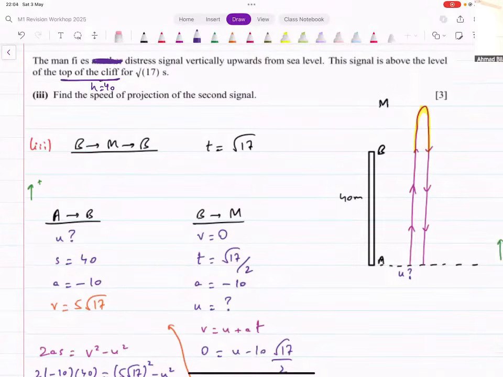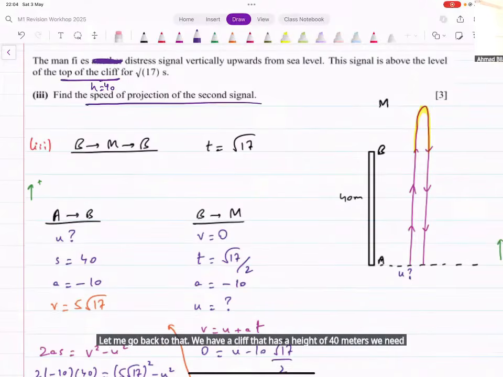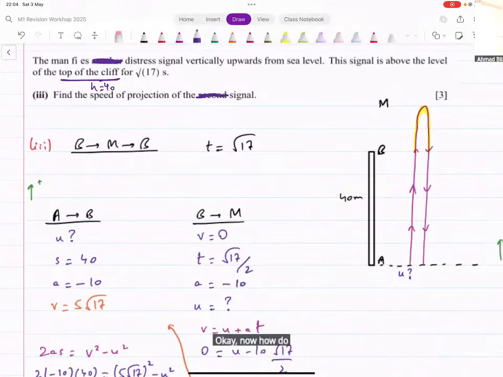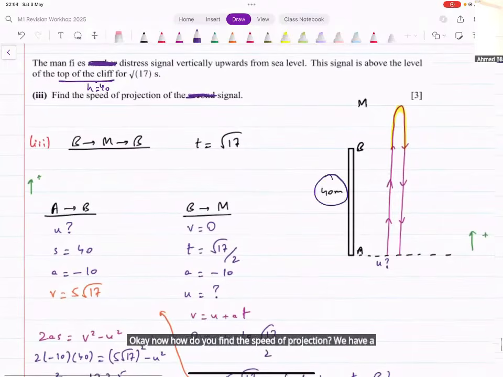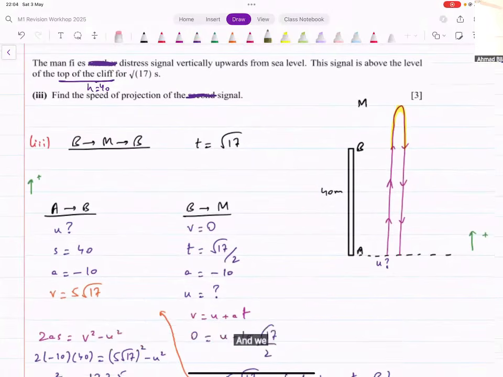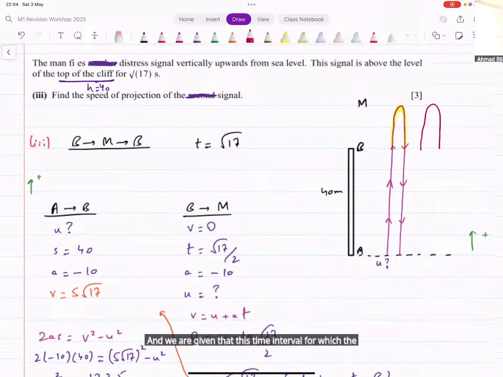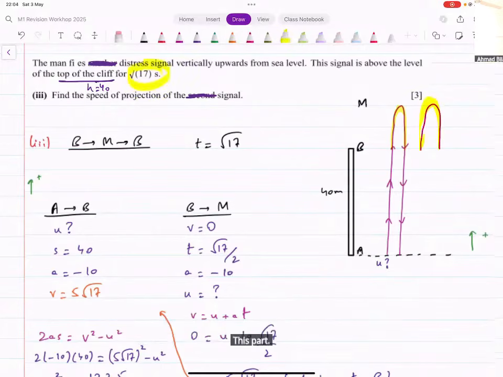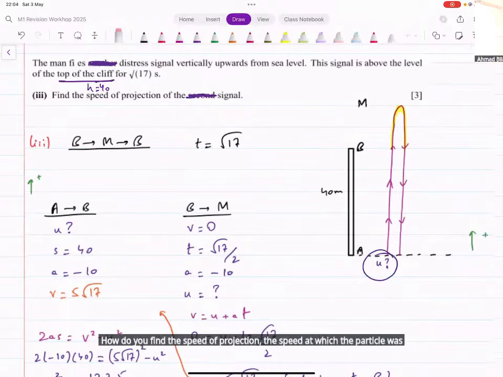Let me go back to that. We have a cliff that has a height of 40 meters. We need to find the speed of projection of the signal. Okay, now how do you find the speed of projection? We have a cliff that is 40 meters high, and we are given that this time interval, for which the particle is above the level of the cliff, this part, is under root 17. How do you find the speed at which the particle was projected in the upwards direction?